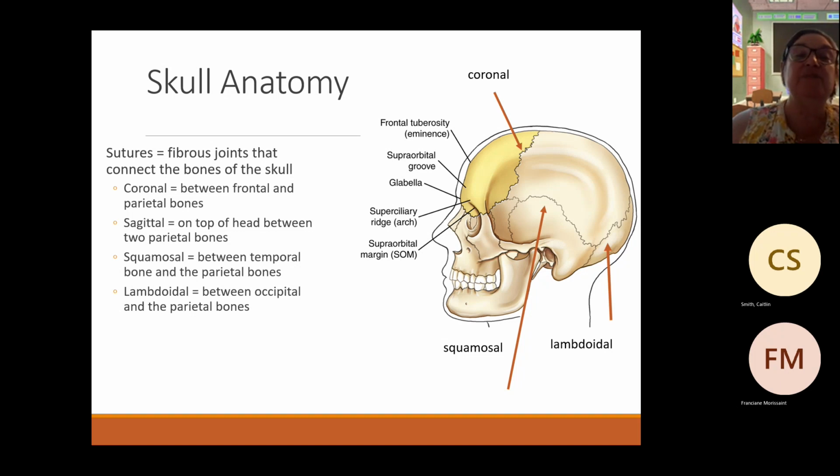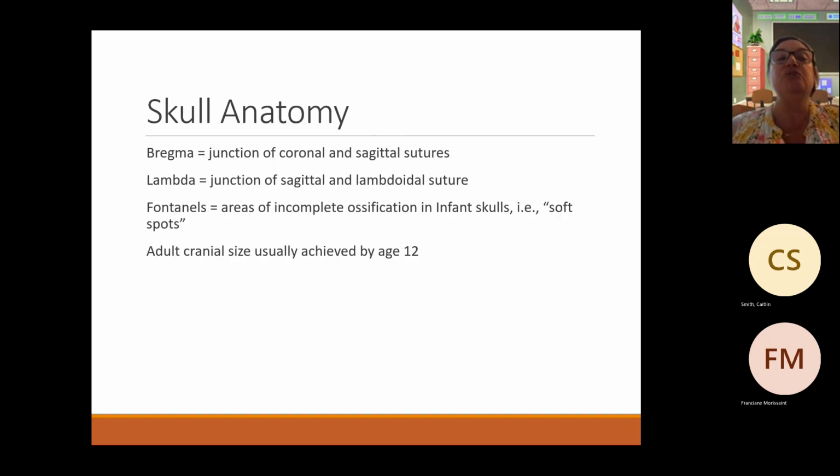and this part of the temporal bone is the squamous section. So it joins the temporal bones with the parietal, and the lambdoidal suture, which joins the occipital bone with the parietal. So everything joins with the parietals.